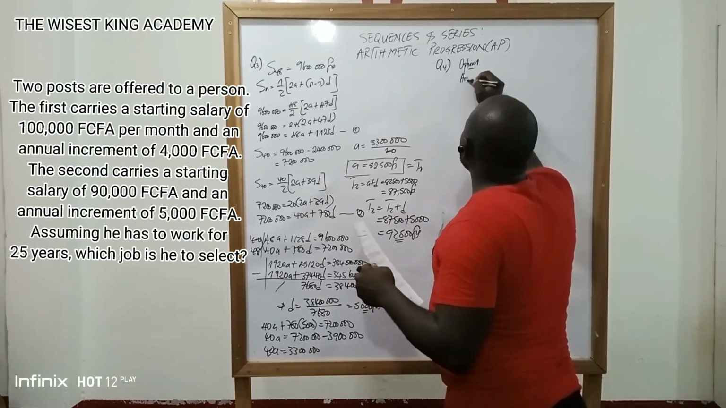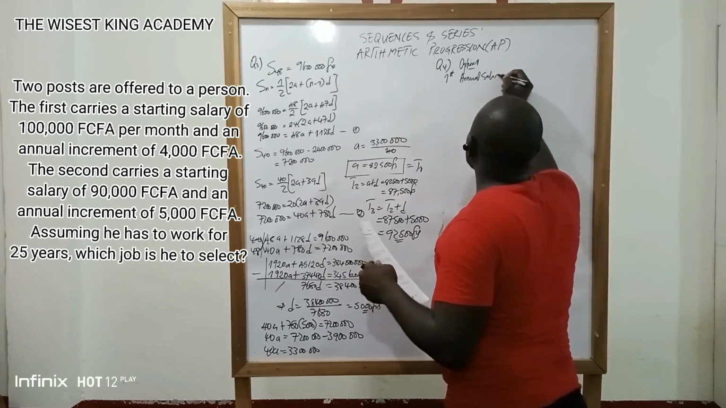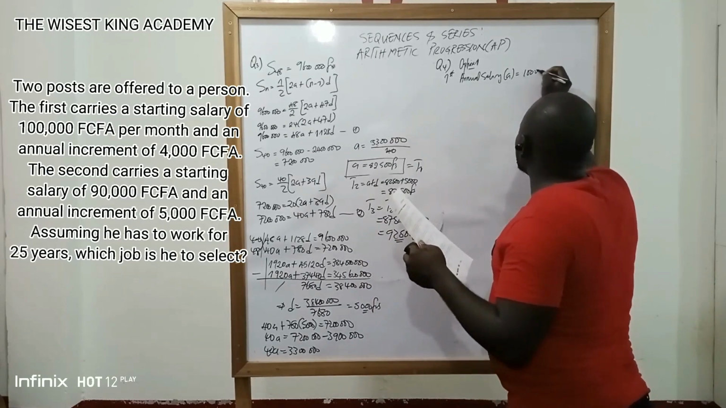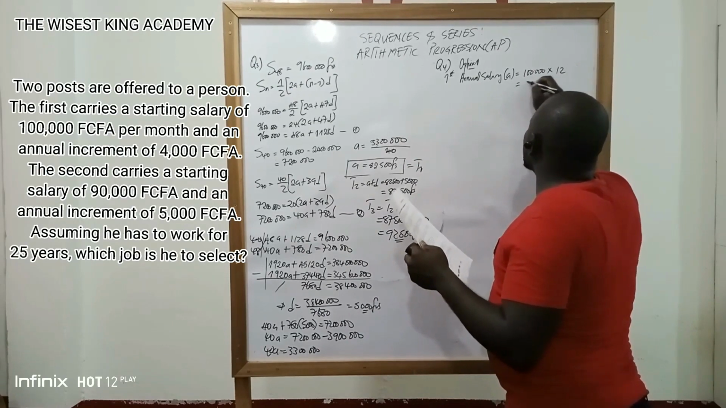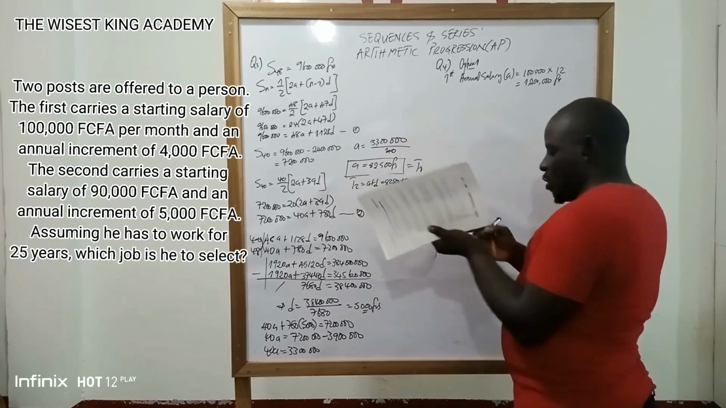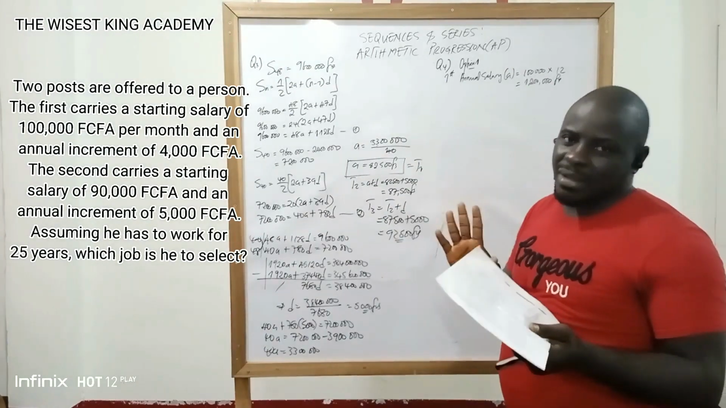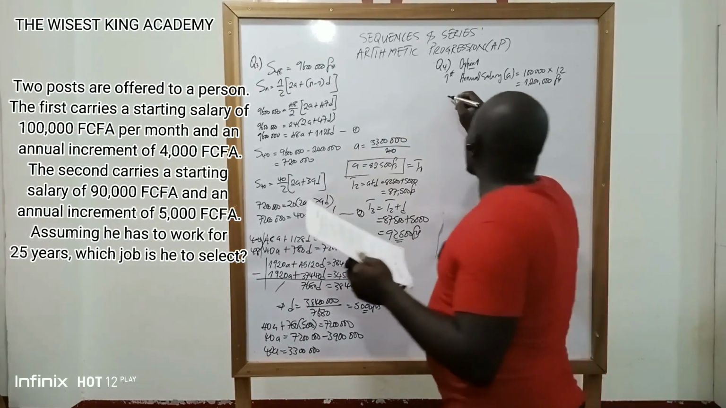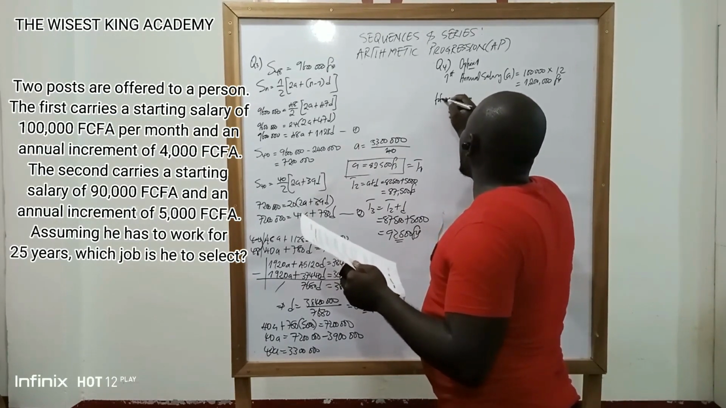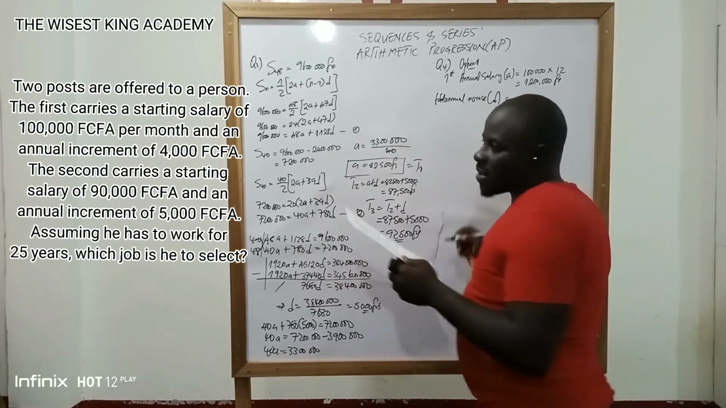Option 1, let's calculate his annual salary. First, annual salary. That's actually our A. So the first option is 100,000 times 12. His first annual salary, which will actually be the first term of the progression, will be 1,200,000 francs. Can we see that? Now he has an annual increment. So total annual increase, which is actually the common difference.